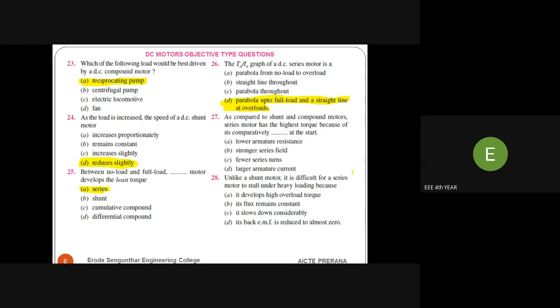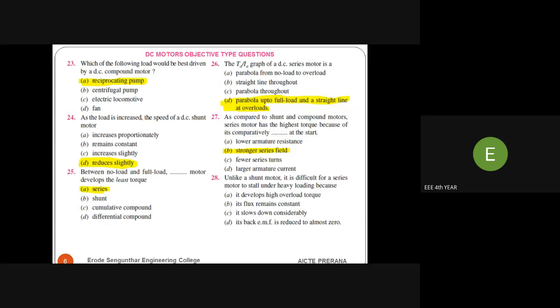Compared to shunt and compound motors, the series motor has the highest torque because of its stronger series field. Because the series field winding and armature winding are connected in series with the supply, it produces a stronger series field flux. So that's why it produces a high starting torque. Ia equals Isa equals IL. That is the formula behind these questions.